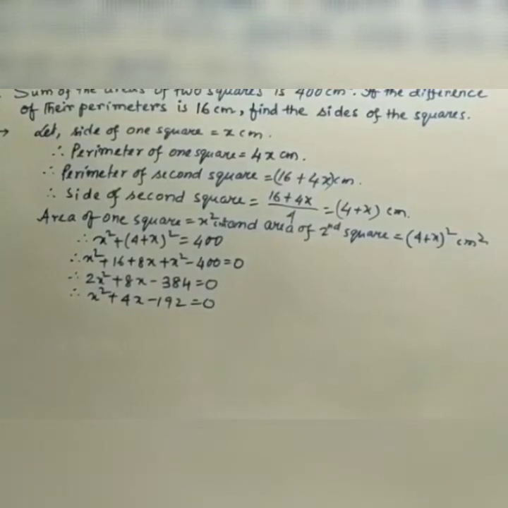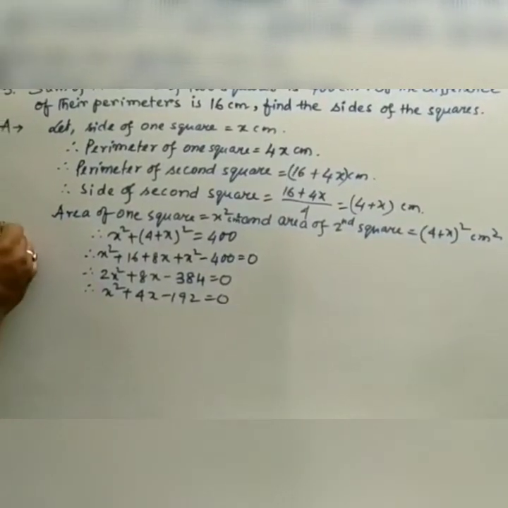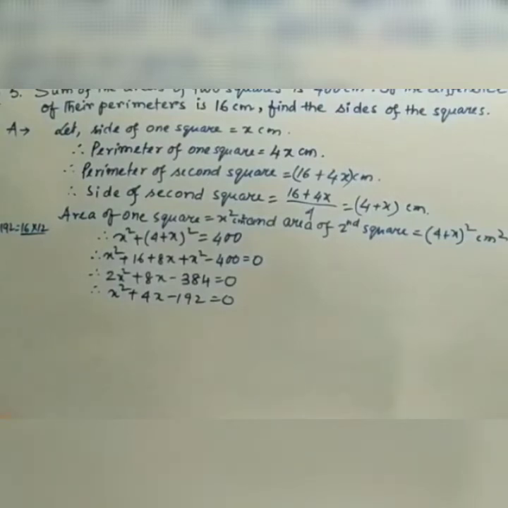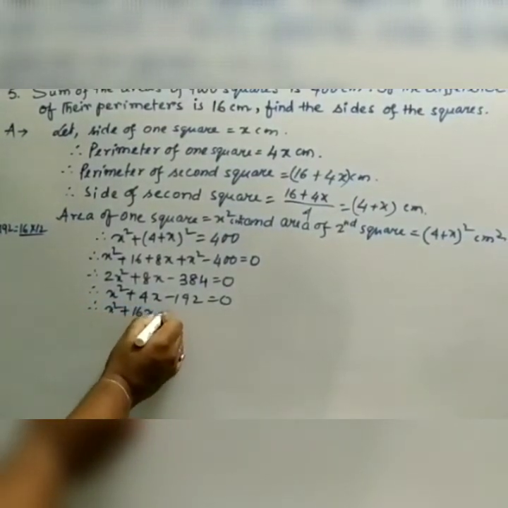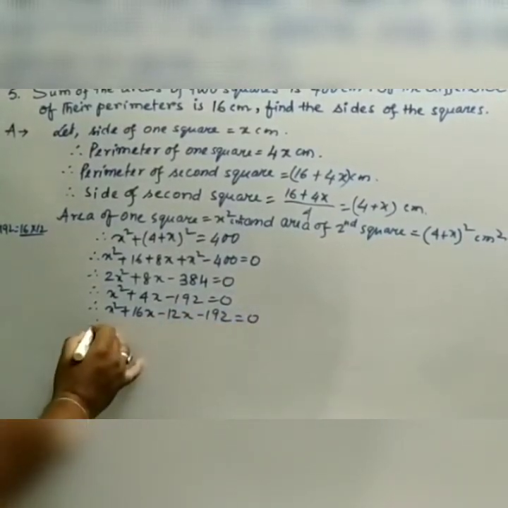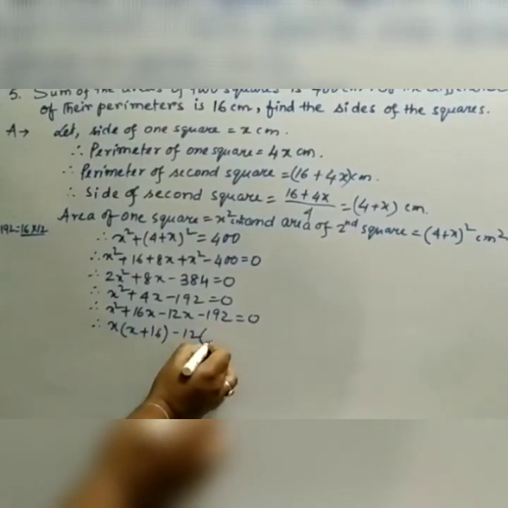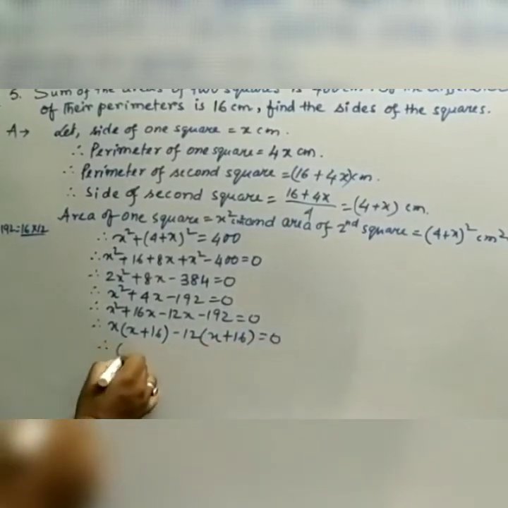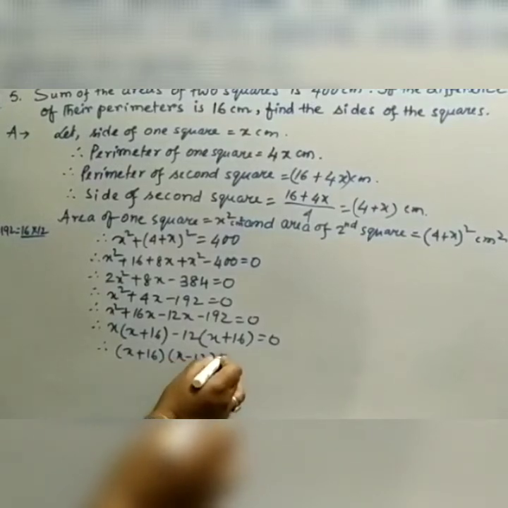So now we will use the middle term factorization again. We have the product 192. As you know, 192 is 16 into 12 and their subtraction gives 4. So it will become x square plus 16x minus 12x minus 192 equals 0. So x is common, x plus 16, minus 12 common, x plus 16 equals 0. Therefore (x plus 16)(x minus 12) equals 0.